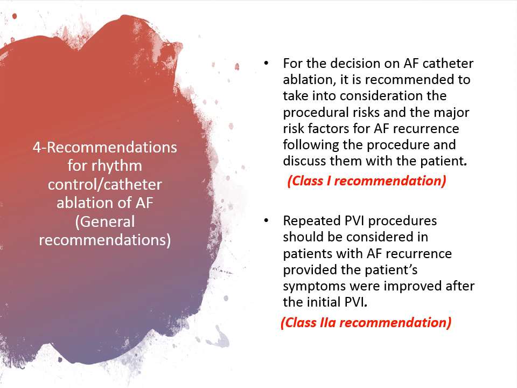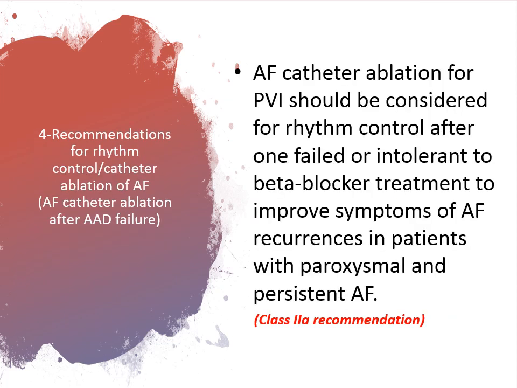Repeated pulmonary vein isolation procedures should be considered in patients with AF recurrence, provided the patient's symptoms were improved after the initial pulmonary vein isolation. AF catheter ablation for pulmonary vein isolation should be considered for rhythm control after one failed or intolerant to beta blocker treatment to improve symptoms of AF recurrence in patients with paroxysmal and persistent AF.